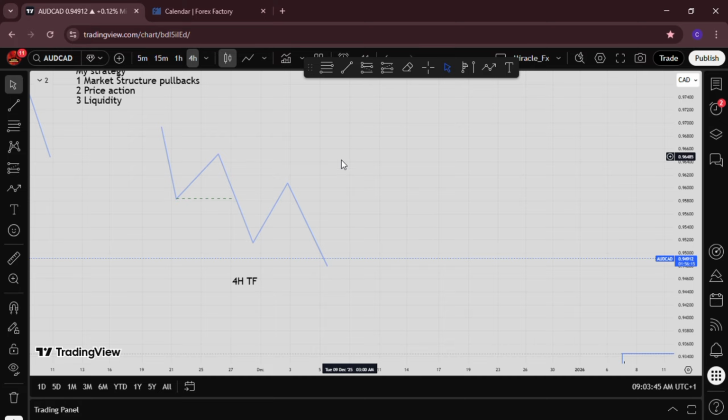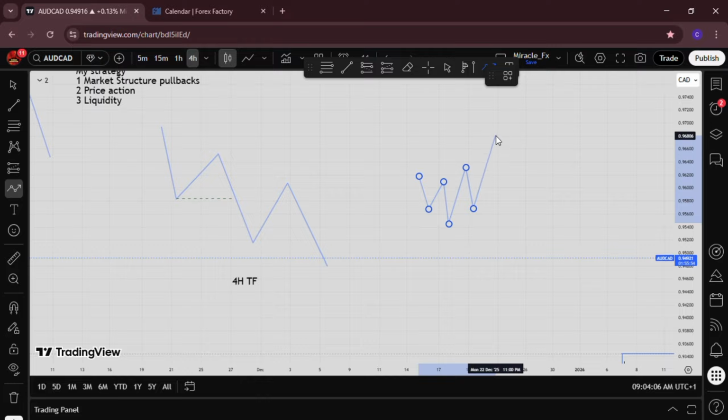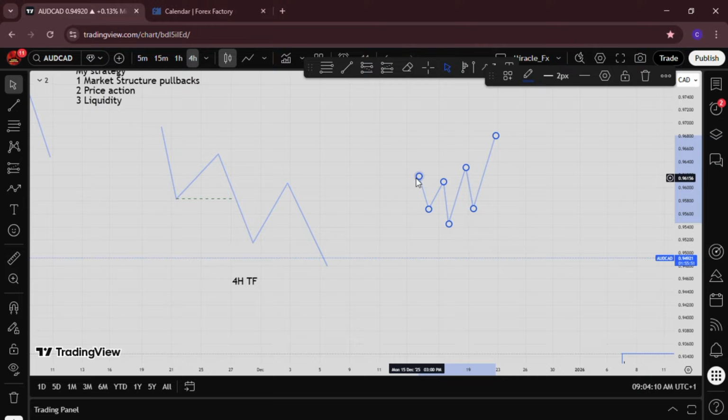What I'll be looking for is this sweep of liquidity. This is the liquidity here, sweep of liquidity, break of structure. Then price will retrace somewhere in this zone before continuing. It's just a pullback. So my risk to reward is usually 1:2 or 1:3.